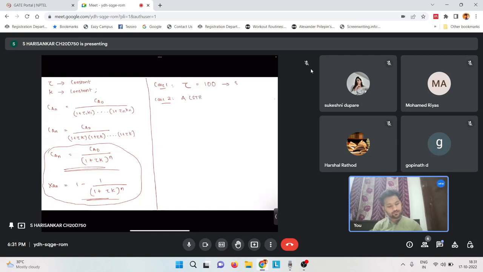This one is a single CSTR, and in case two it is four CSTRs with tau 1, tau 2, tau 3, tau 4 as 25. So basically, the sum of these space times is 100 in both the cases. But in case one, we took that space time as a single CSTR. So it is a single CSTR with very large volume. And in case two, it is a series combination of four CSTRs with small volumes of 25, 25, 25, 25 each. So let's see how this affects our system.